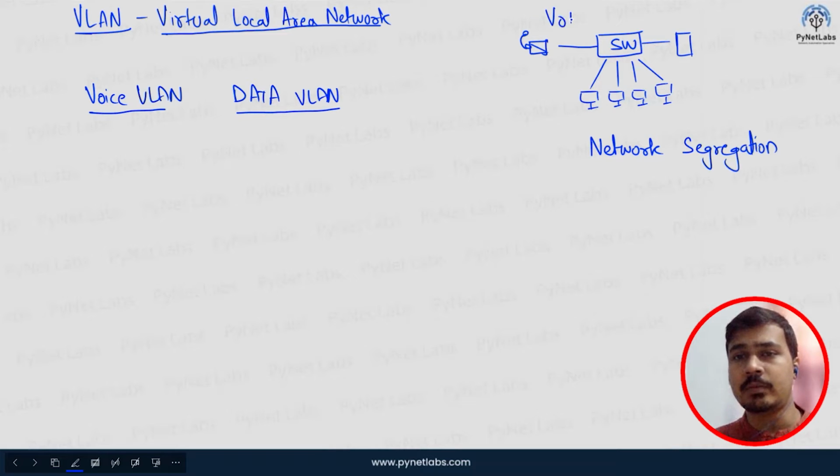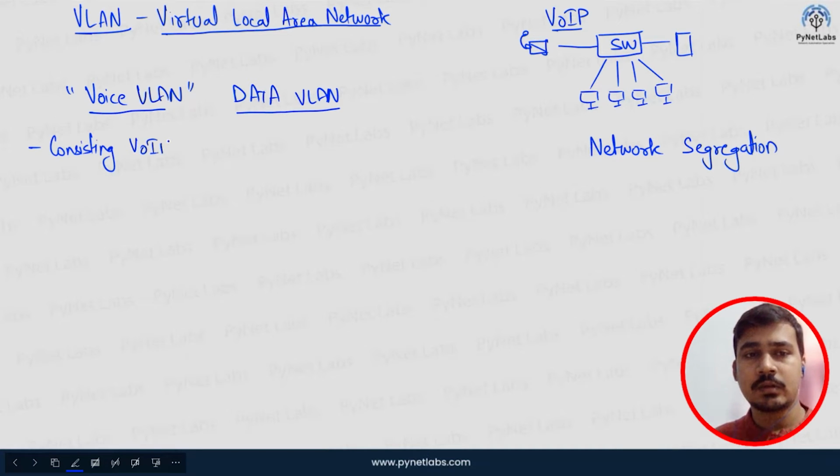Now, if you don't know, VoIP stands for Voice over Internet Protocol. It's kind of like the internet calling that we are doing, right? So rather than calling with our telephone network, we are relying on the internet to make our calls. In order to better manage the VoIP traffic, we mostly refer to voice VLAN. So a voice VLAN is a VLAN consisting of VoIP devices. Okay, so this is what is known as your voice VLAN.